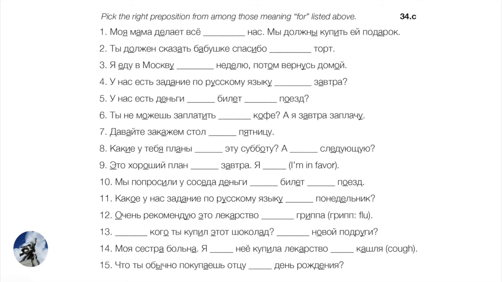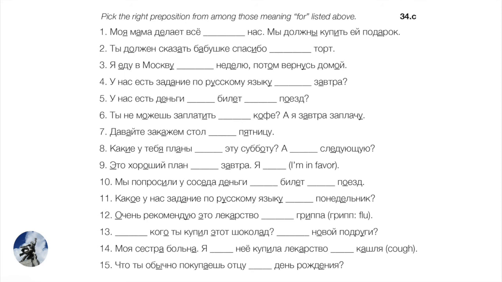Number three, I'm headed to Moscow for a week, then I'll return home. Okay, these are future plans. For how long are you going to Moscow? Я еду в Москву на неделю. Right, for a week. Потом вернусь домой. Okay, this verb еду, that's a verb of motion. So we're going to learn about that. You'll learn more than you ever wanted to know about that verb in a few days.